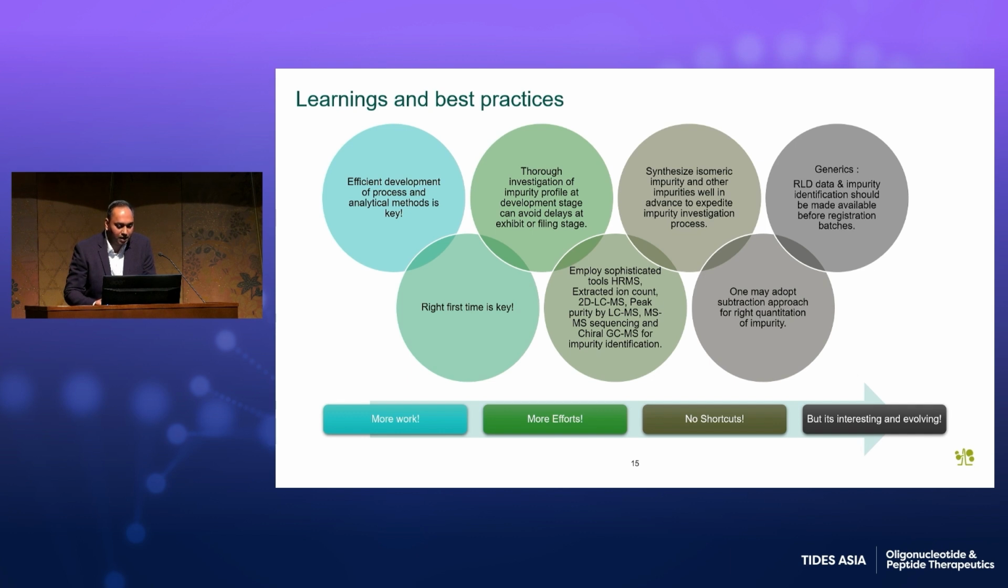So basically you will see that the learning and the best practice from all this discussion is that effective development of process and analytical method is key. Right first time could be a key and the savior, which can avoid a lot of work. Thorough investigation of the impurity profile at the development stage can avoid delays at exhibit and filing stage. So if we are developing the product at development stage with the right orthogonal method and right purification, then this can avoid challenges at exhibit stage when we are dealing with the customer, and when we are actually in the filing stage.